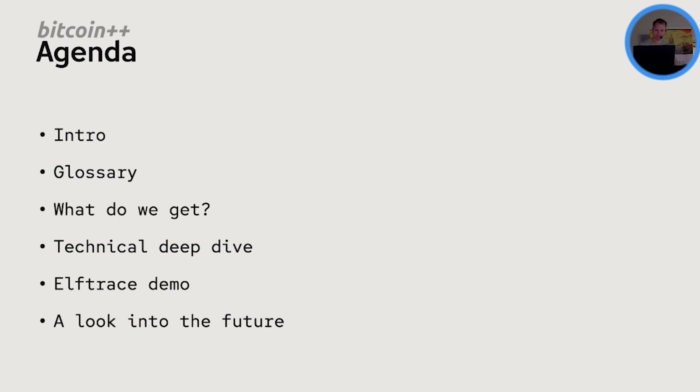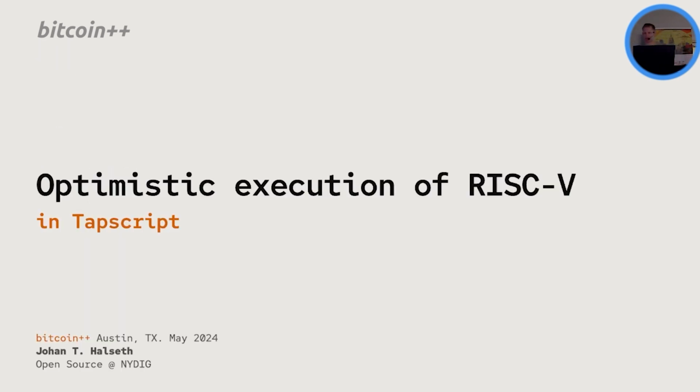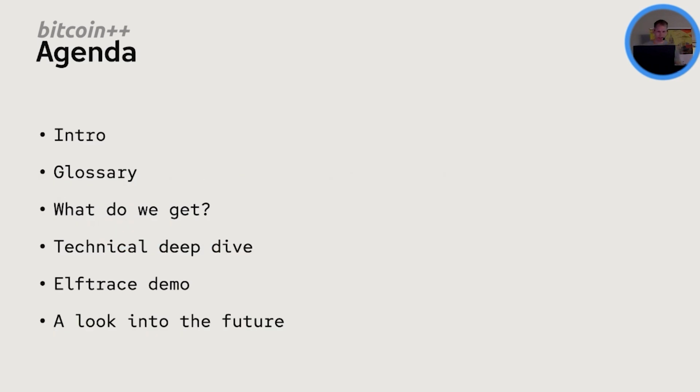Okay, so what is this optimistic execution of RISC-V in Tapscript? It's a proof of concept we built. It's working. We have code running right now, so you can play around with it. Optimistic execution means, I'm going to go into it, but this is built on the Merkleize All The Things proposal by Salvatore, and it's about getting better and more expressive smart contracts into Bitcoin without increasing the on-chain footprint.